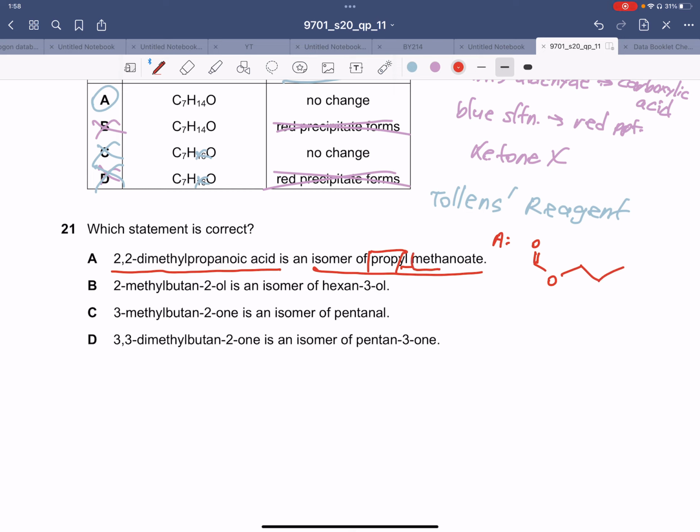Next, take a look at this one, methanoate. So whatever is in front of the "anoate", that "meth" right there is for methane, therefore there's only 1 carbon right there, so that'd be an H. All right, that is what propylmethanoate looks like.